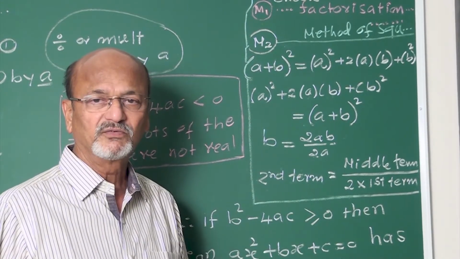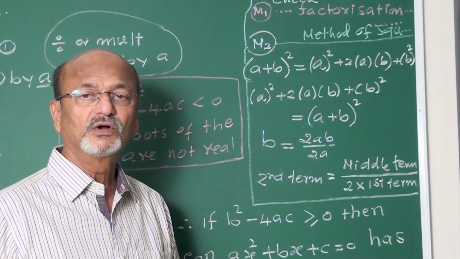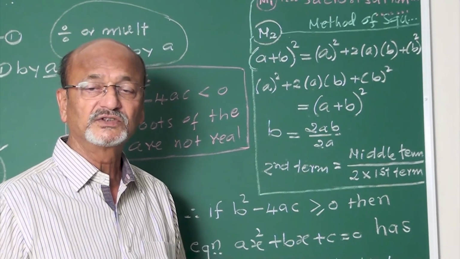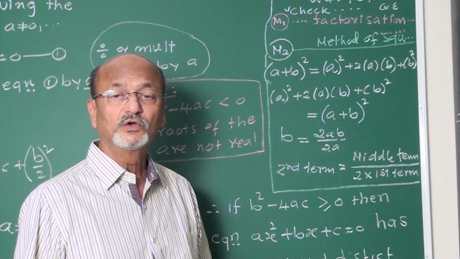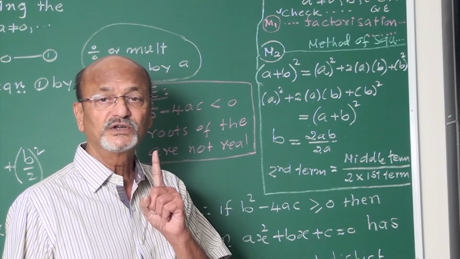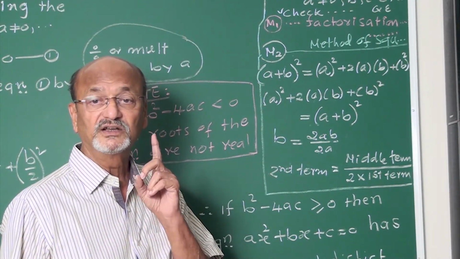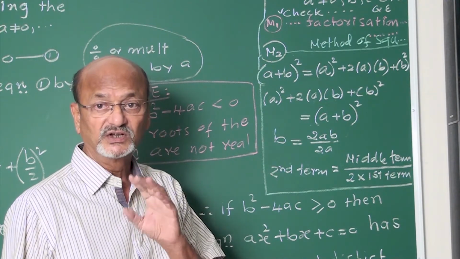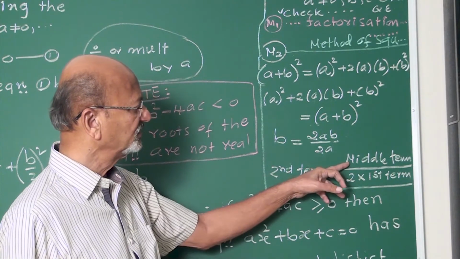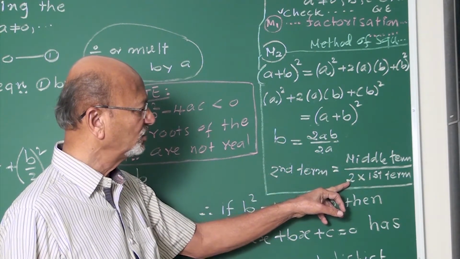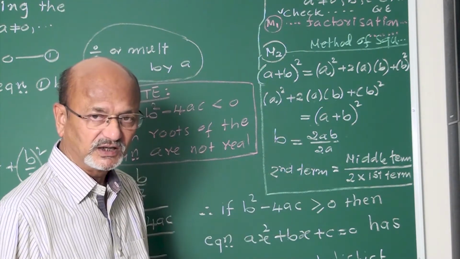And another thing, my friends, add both sides half the coefficient of x the whole square. While applying this, half the coefficient of x the whole square, we must see that the coefficient of x square must be 1. If it is other than 1, divide, and then add both sides. Otherwise, in finding the second term, it is given middle term divided by 2 times the first term. That gives the second method. You can apply this or that method.